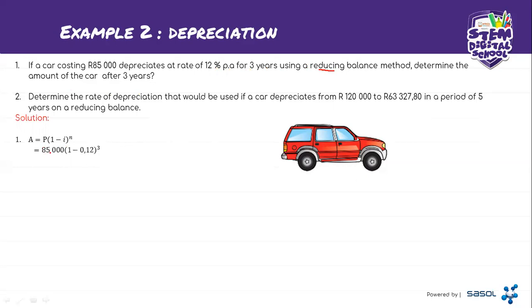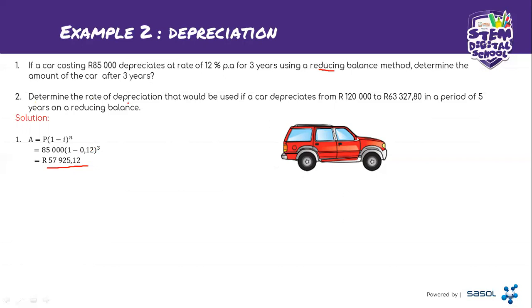Which is this one, 85,000. I is 0.12. The number of years, of course, is 3 years. And then this car will cost 57,925 rand 12 cent after 3 years. You can see now the price is lesser than the initial price.